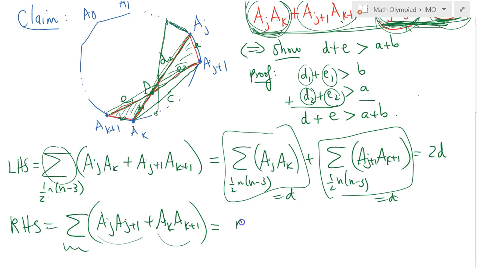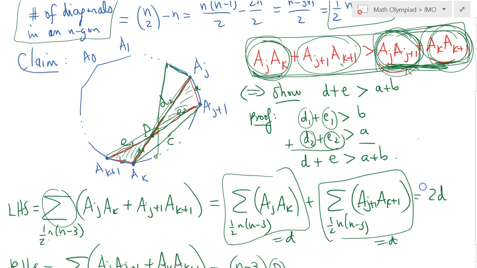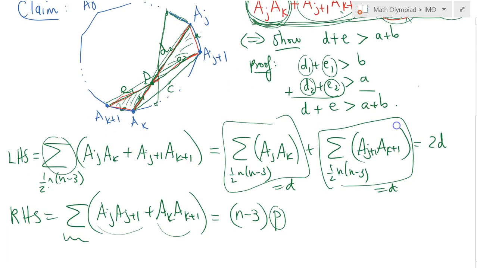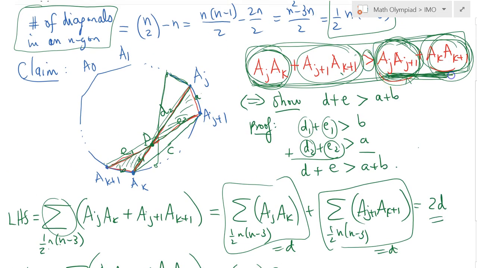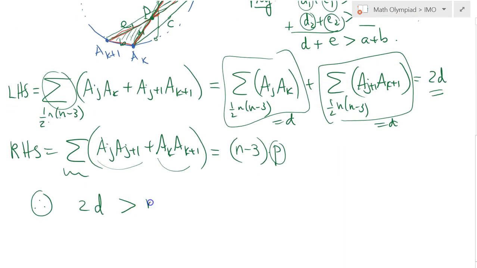So each edge is counted n minus 3 times, and because we are summing across all these edges, that gives n minus 3 times the perimeter, sorry for that. And finally, we are ready to combine these pieces. So the summation of the left hand side was 2d. Let's write that down. That's definitely strictly greater than the summation of the right hand side, which we established is n minus 3 times p.